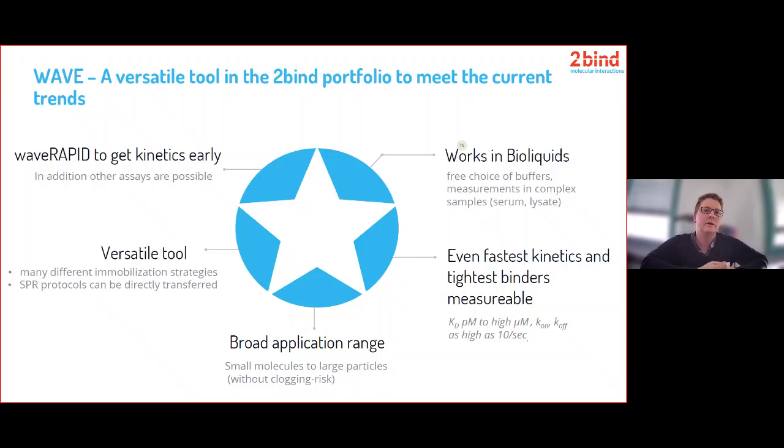And specifically for some areas, Wave Rapid is a superior technology because, for example, in fragment screening, you are confronted with situations where other surface-based methods might not be sensitive enough to really be able to properly address a kinetic parameter. And so therefore, even fastest kinetics, tightest binders are measurable with this method, and it helps us a lot in our projects. And of course, our customers can benefit from that assay formats.